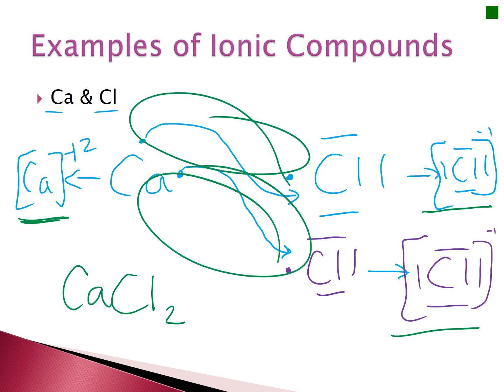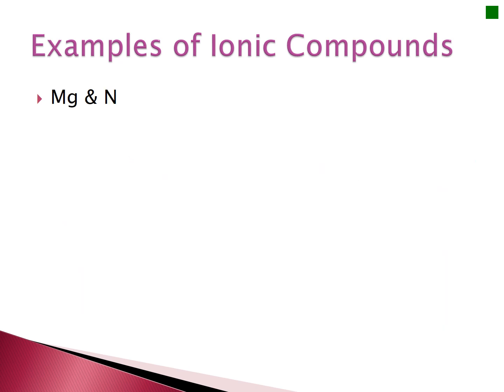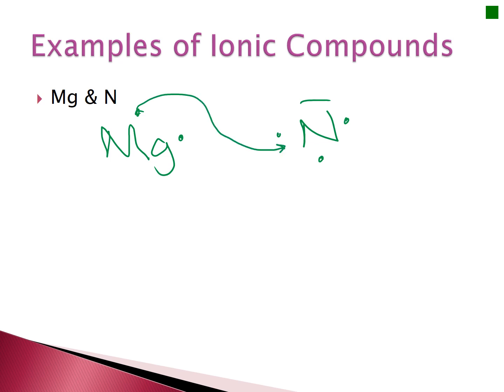So whenever you see those arrows, that shows that you have an ionic compound. Okay, let's try MgN. So we have Mg, it has 2 valence electrons, N has 5. Mg is going to donate 1 here, and let's say 1 here. So this Mg is entirely happy. It has no more to give up, brackets, charge.